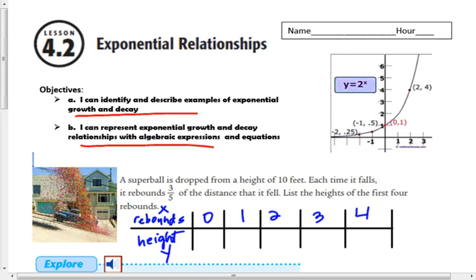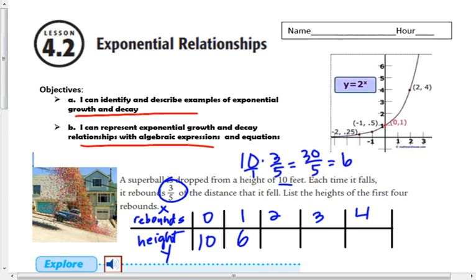And our first rebound, or our 0th rebound, that's where we initially dropped it from, so where we started from, and that's 10 feet. And then to get our first rebound, we need to have 3/5 of that, because it rebounds 3/5 of the distance. Like if it rebounded half the distance, that would be 10 divided by 2, or 10 times a half. So we need to multiply 10 times 3/5 to get 3/5 of the height. And that equals 10 times 3 is 30, 1 times 5 is 5, 30 divided by 5 is 6.